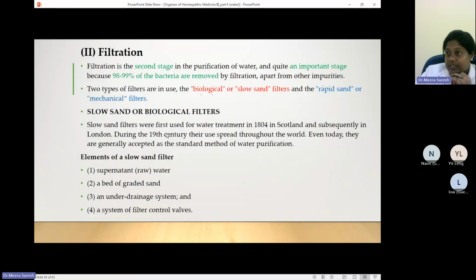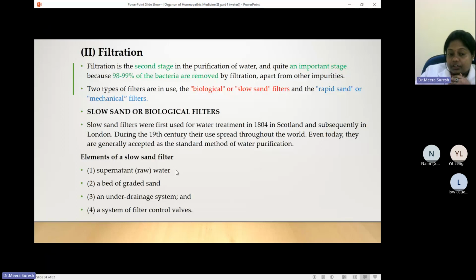Now, starting with the slow sand or biological filters, slow sand filtration or rapid sand filtration can be asked as a short note. The slow sand or biological filters were first used for water treatment in 1804 in Scotland, and later in London. During the 19th century, their use spread throughout the world. Even today, they are generally accepted as the standard method of water purification.